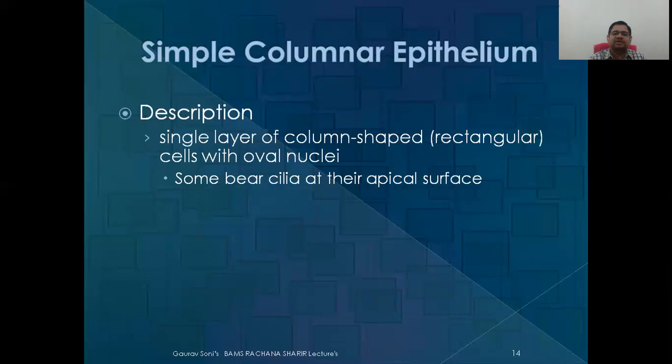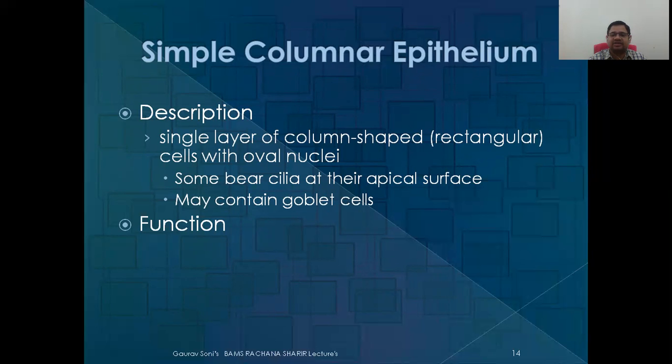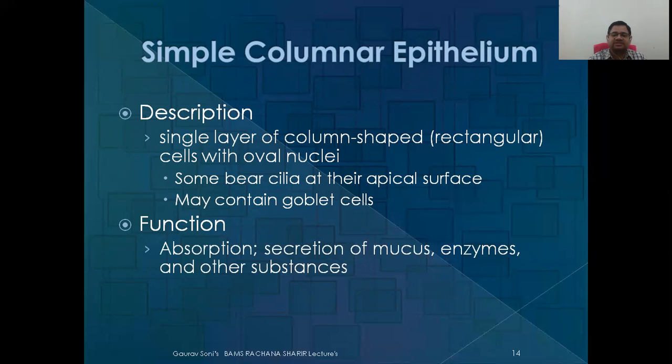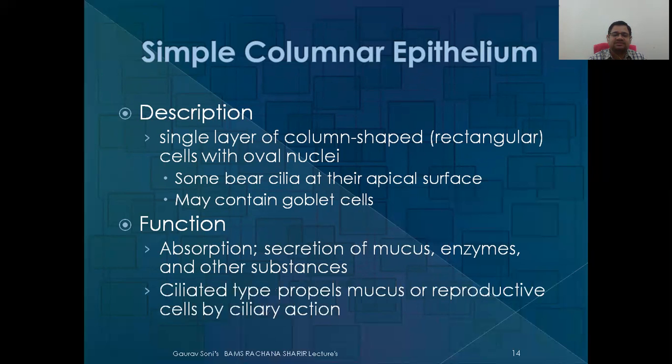Then the third one is simple columnar epithelium. Columnar means pillar-like, simple means single. It is a single layer of column-shaped rectangular cells with oval nuclei. Some of them can have cilia on their apical surface, and may also contain some goblet cells. These are accessory features. Then the function is absorption, and secretion of mucus, enzymes and other substances.